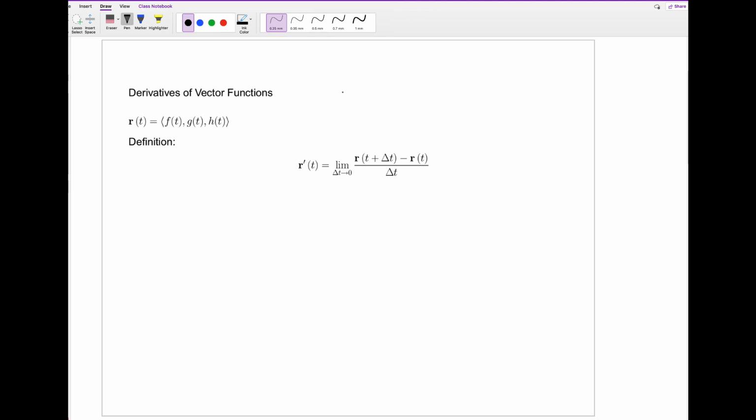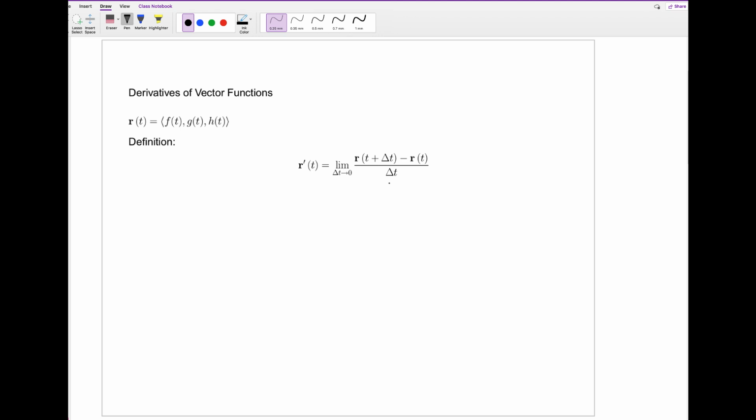Today we're going to talk about differentiation of vector functions. What does it mean to take the derivative of a vector function? Well, let's start with the vector function r of t, whose components are the regular scalar functions f of t, g of t, and h of t. By definition, r prime of t will just be the limit as delta t approaches 0 of r of t plus delta t minus r of t over delta t.